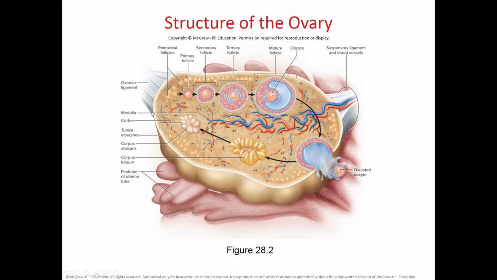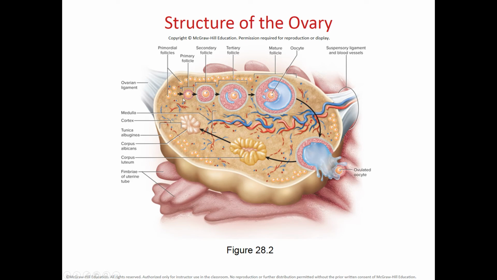So this is the cross section of the ovaries, or longitudinal section, but what you can see here are the two major regions. This outer region is called the cortex. This is where you have the development of the egg cells, and then this region, it is the medulla, where the ovarian blood vessels come in and out, the nerves come in, the lymphatics come in and out.